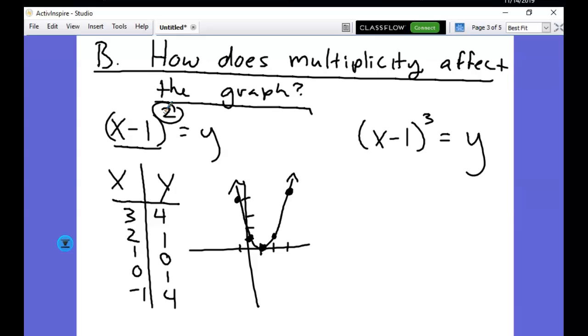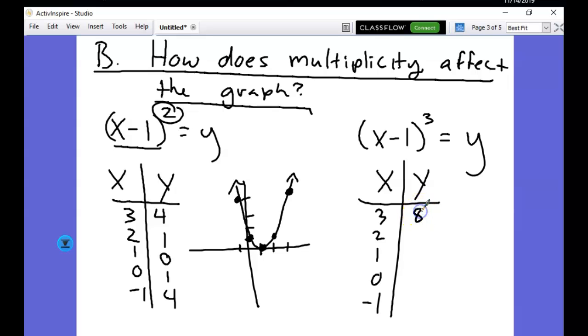Let me write that conclusion a little bit. Let's go over here and see what happens whenever it's an odd power. So this time I'm going to plug in my numbers, but it's going to be cubed. So 3 take away 1 is 2, and 2 to the third power is 8. Plug it in again. 2 take away 1 is 1, cubed is 1, etc. Now if I plug in 0, 0 take away 1 is negative 1. And that one, when you cube it, is still negative 1. And whenever you plug in negative 1, you get negative 2, which cubed gives you negative 8.